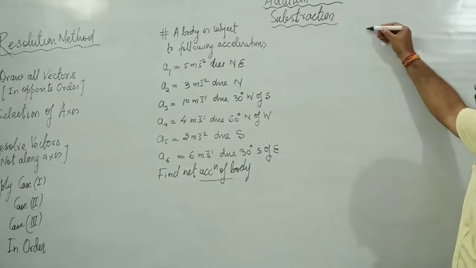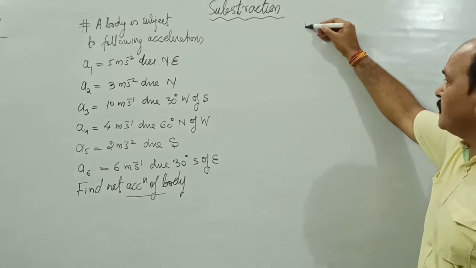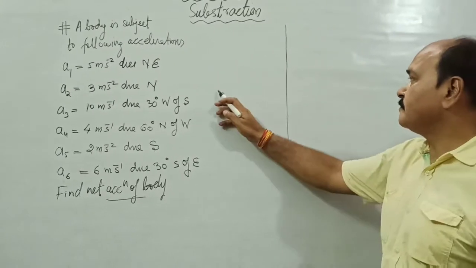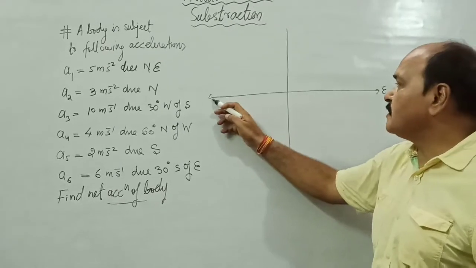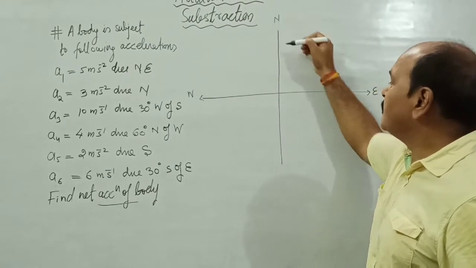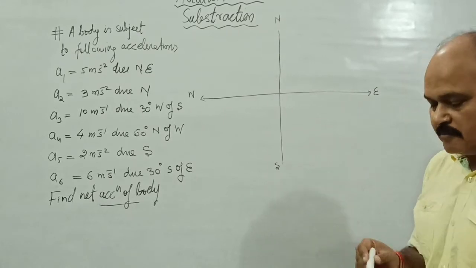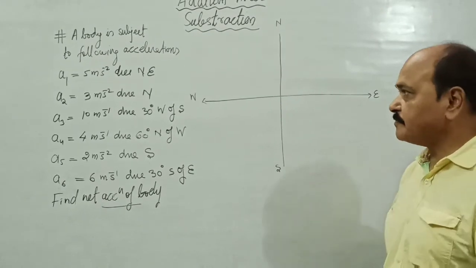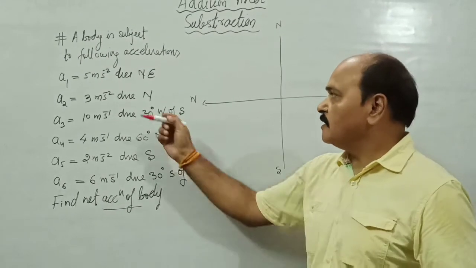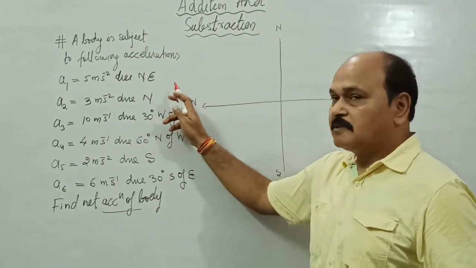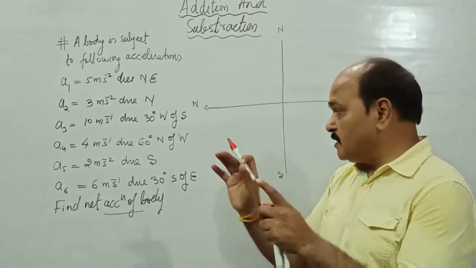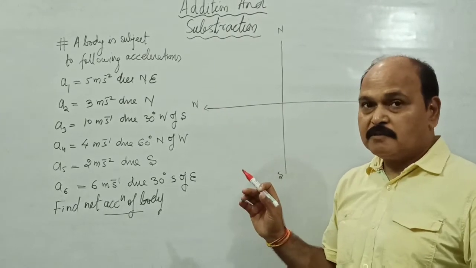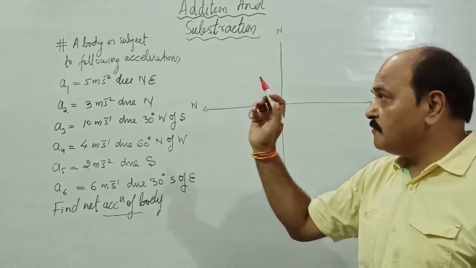All the vectors are going to be drawn before you. This is your east, this is your west, this is your north, and this is your south. Let us draw all these vectors. Vector number 1, 5 meter per second due east. We are not using the graphical method, so you don't have to measure length and draw the vectors. You can draw vectors with your free hand.